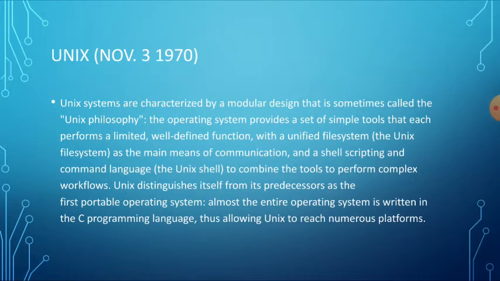The operating system provides a set of simple tools that each perform a limited, well-defined function, with a unified file system as the main means of communication, and shell scripting and a command language to combine the tools to perform complex workflows. Unix distinguishes itself from its predecessors as the first portable operating system. Almost the entire operating system is written in the C programming language, allowing Unix to reach numerous platforms.